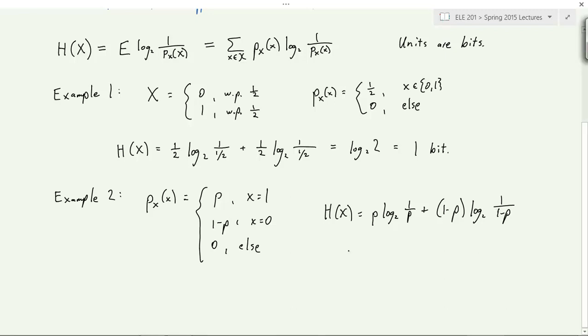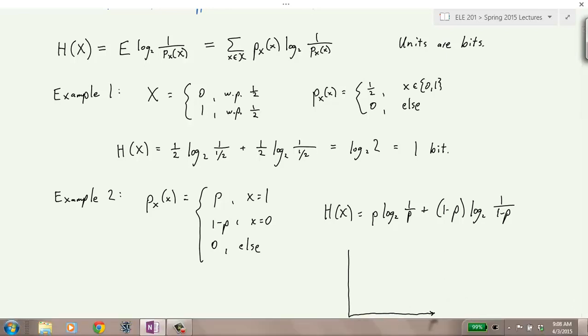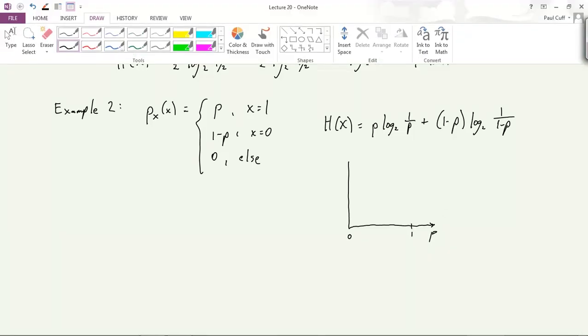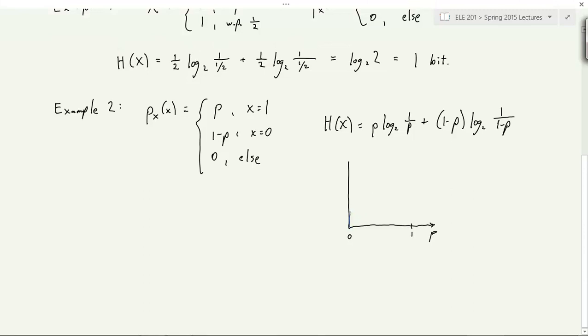But let's just plot it. We see that there's symmetry in this function. So if p is the parameter, the bias of your coin, and we ask how much entropy does it have? Well, the bias can only go between 0 and 1. And we get something like this. And it peaks out at 1 bit. Should be symmetric. I know I didn't draw it very nicely. 1 bit.